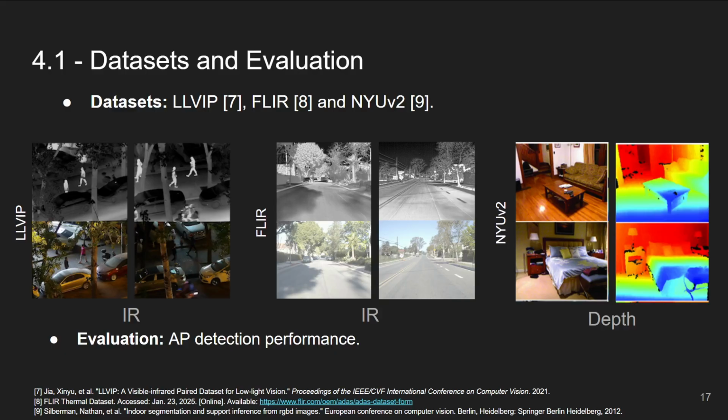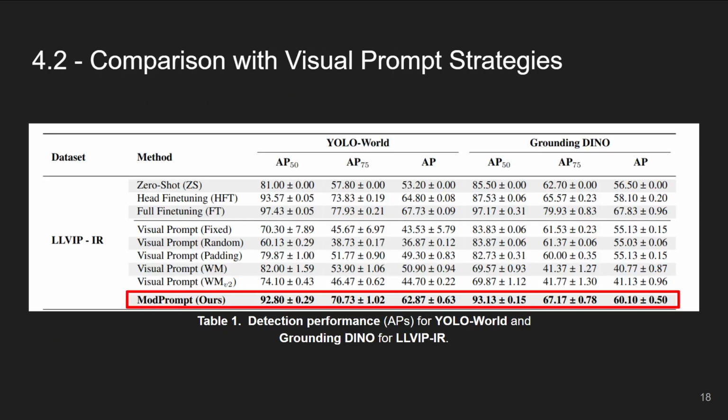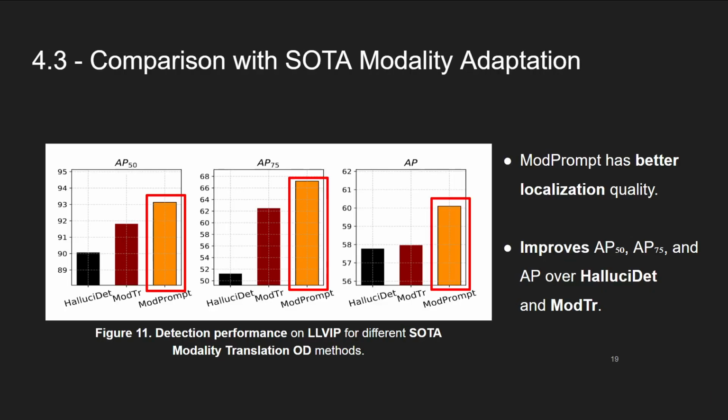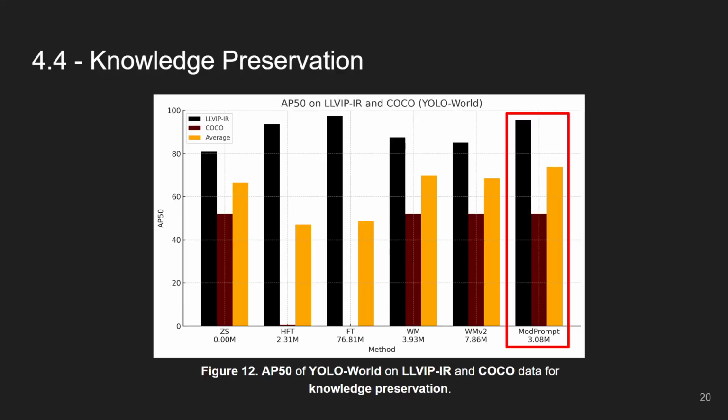We use different datasets composed of different modalities like infrared, depth, event-based cameras, and LiDAR. We can see that we have superior performance on infrared adaptation for YOLO-World and Grounding DINO when we compare with different visual prompt strategies. And we have performance that's really close to full fine-tuning using much fewer parameters. We also beat the previous SOTA methods on modality adaptation, ALLUSTET and ModTR, while we preserve the information of the detector. So our method can keep the whole information of the zero-shot model, and we adapt with fewer parameters.